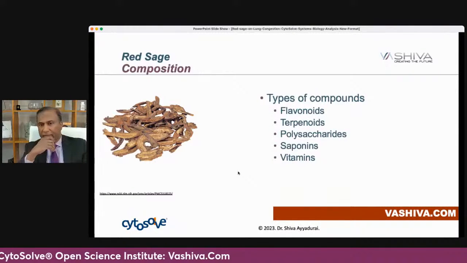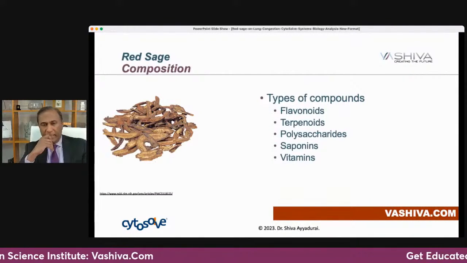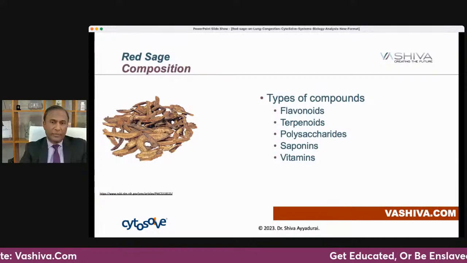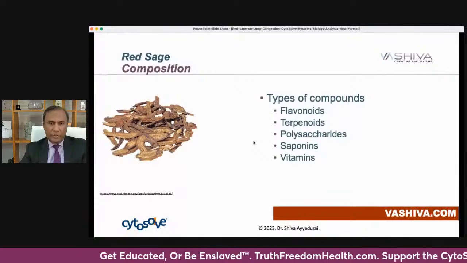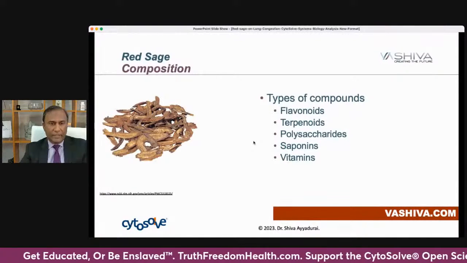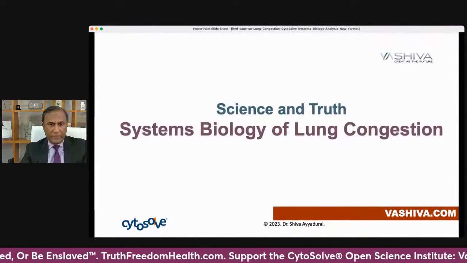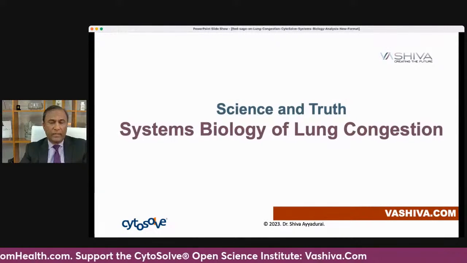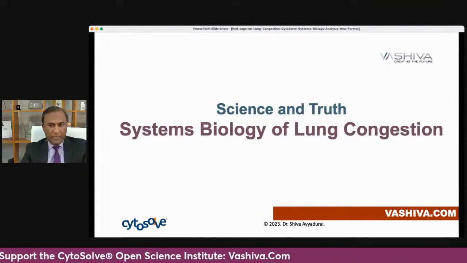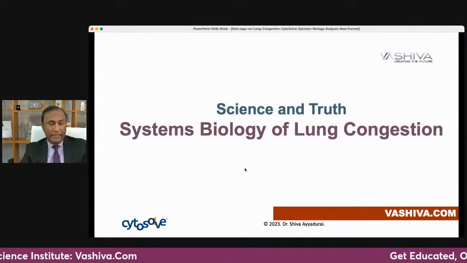And there are different types of compounds in red sage. There are flavonoids, terpenoids, polysaccharides, saponins, and vitamins. We'll go through this shortly, but there are really five different types of compounds in red sage. That's just a quick overview on red sage. What I want to do now is review, for those of you who haven't seen this before, what is lung congestion.